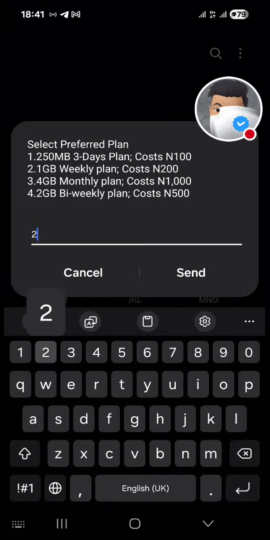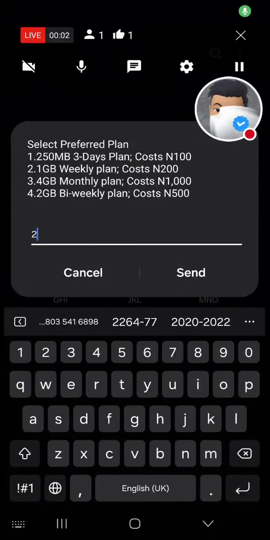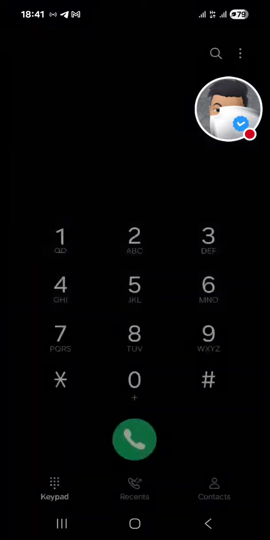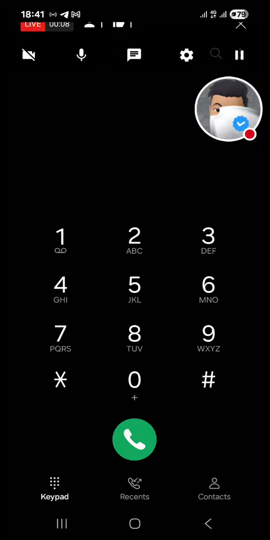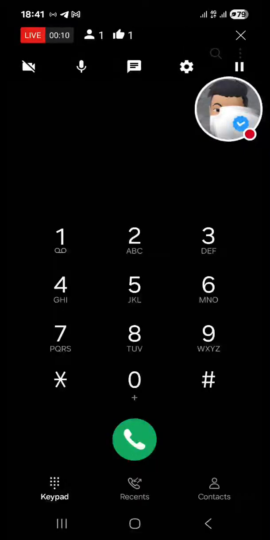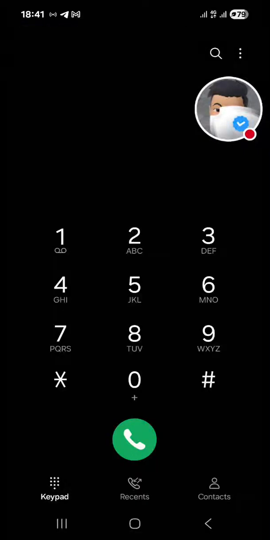Some of you are saying that even though you press this code, why is this thing reconnecting? I think it is having a lot of issues. Whenever I try dialing a code, my live stream disconnects. I think it would have been better if I used Wi-Fi instead of my own mobile data.